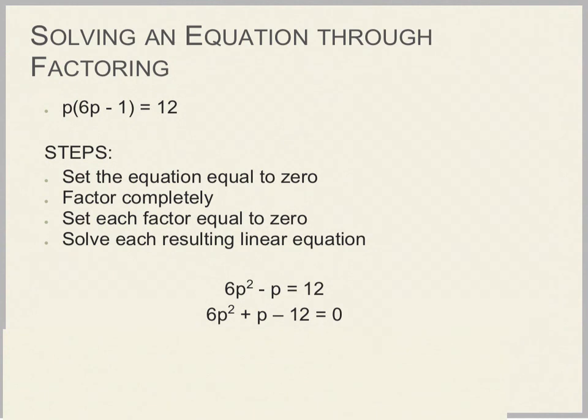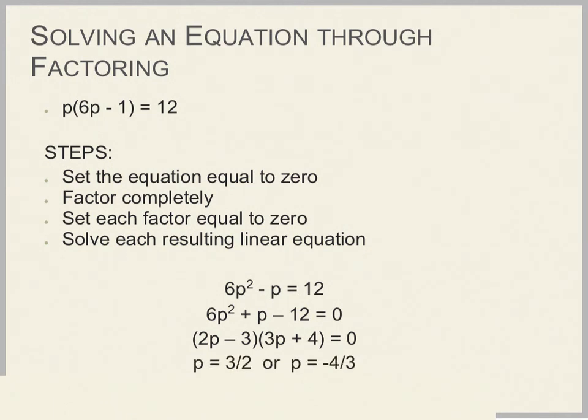Now I need to factor this completely. Factoring, I have (2p minus 3) times (3p plus 4) equals 0. And then setting each factor equal to 0 and solving, I find that p equals 3 halves or p equals negative 4 thirds. And again, if I want to check my answers, I can either plug it into the factored form, or I could plug it into the original equation to make sure that my answers are correct.